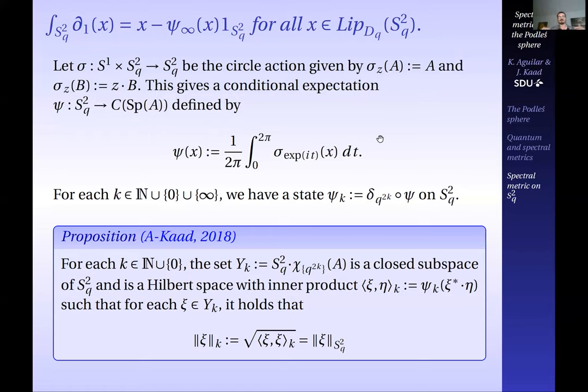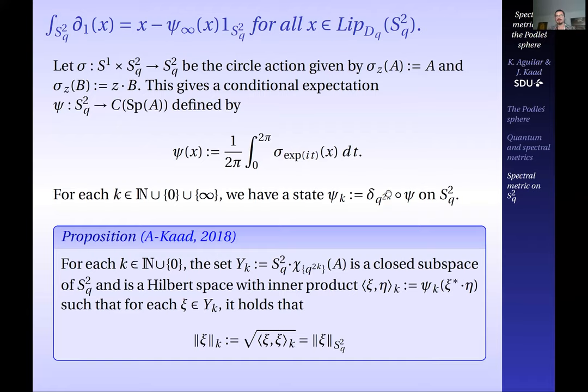How do you recover an inner product norm on this? Well, it's not too bad in the sense that it uses some very natural standard structure of the Podleś sphere. You use the circle action. Then you take the conditional expectation onto the continuous functions on the diagonal. You project onto the diagonal using this conditional expectation given by a circle action. Of course, this is a standard trick to do with circle actions.